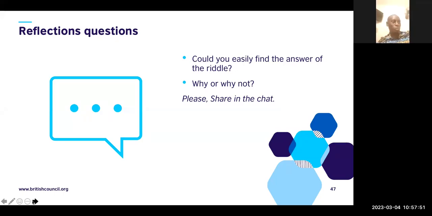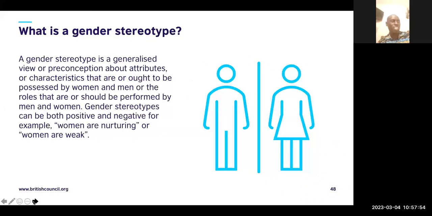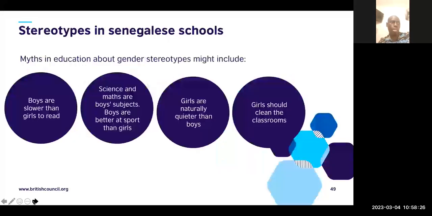Just to move to the next slide to say, what are gender stereotypes? We can see that gender stereotypes are preconceptions about attributes or characteristics that are or ought to be possessed by women and men, or the roles that are or should be performed by men and women. Gender stereotypes can be both positive and negative. For example, women are nurturing or women are weak. That's what we call gender stereotypes. Next slide, please.